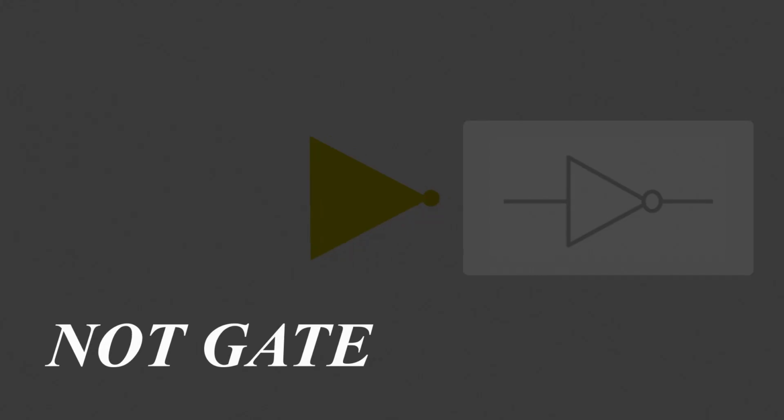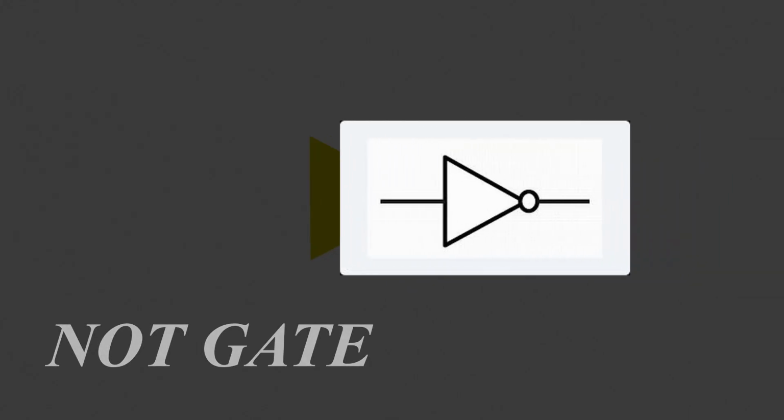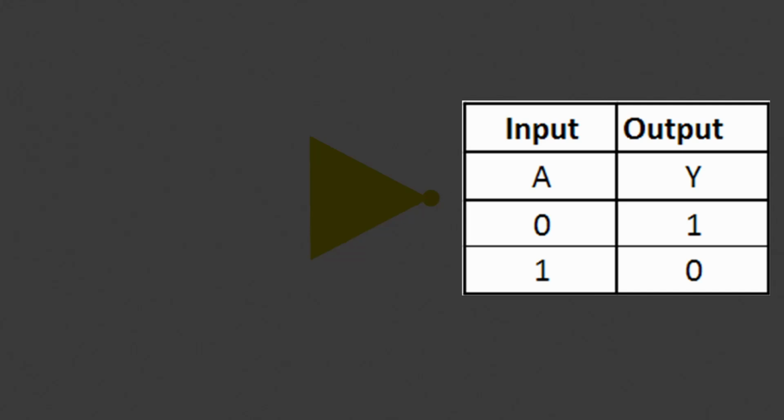NOT gate. This is the simplest logic gate, accepting a single input, either 0 or 1. It inverts the input, meaning if the input is 1, the output is 0, and if the input is 0, the output is 1. A truth table is used to visually represent this rule.